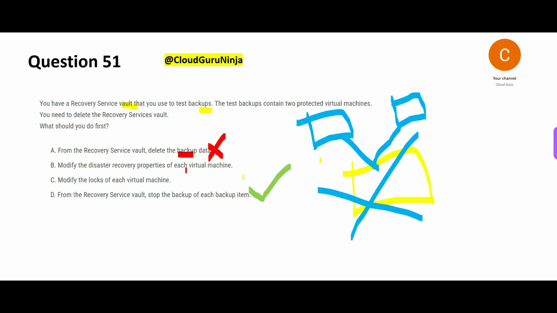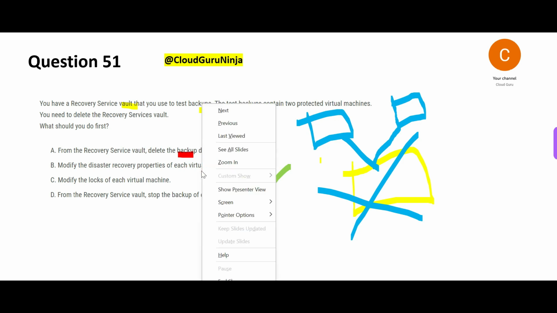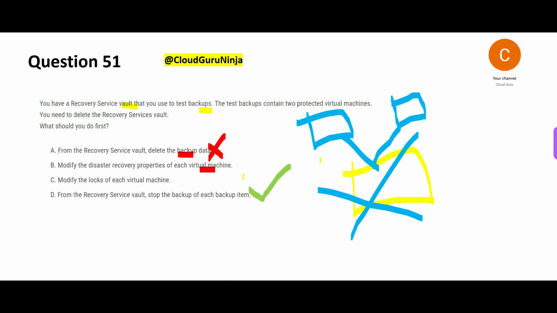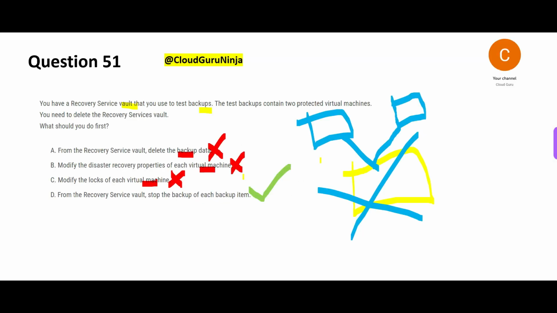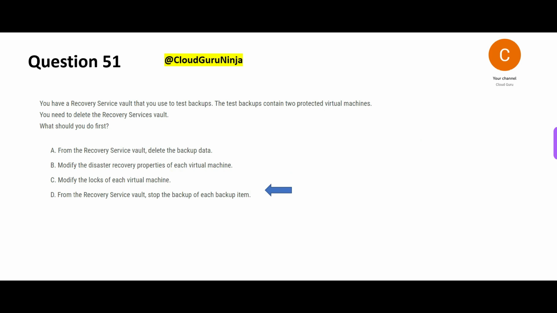Now B says that let's modify the properties of virtual machine so that the backup itself should not happen. But this is wrong. The backup is already happening. You have already done the backup. You can change the property later, but first you stop the backup. So B is wrong. Now C says that you modify the lock of each virtual machine. Locks has nothing to do with backups. On the resources, on the VMs, you can have cannot delete locks or read only locks so that people cannot overwrite your resources. And hence C is wrong as well. So this would be my final answer.